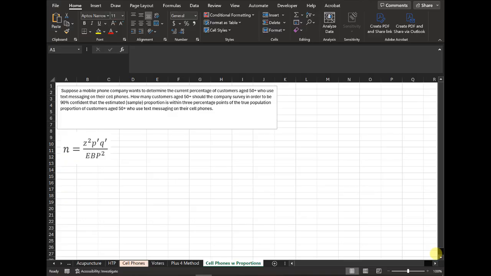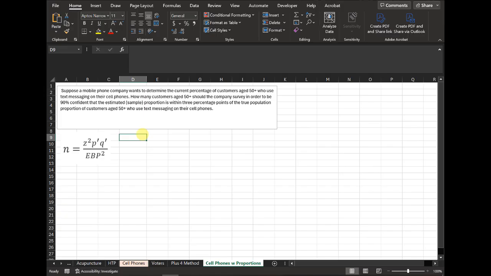So suppose that a mobile phone company wants to determine the current percentage of customers who use text messaging on their cell phones. So how many customers should the company survey in order to be 90% confident that the estimated proportion is within 3 percentage points of the true population proportion of customers who use text messaging on their phones? Okay, so this is a case where we want to figure out what size survey we need to take. So I have this formula that I really need to fill in.